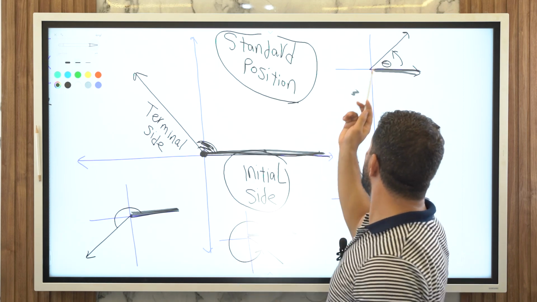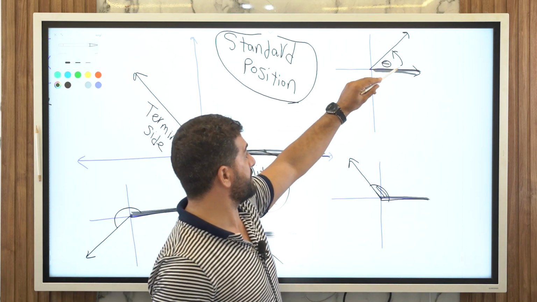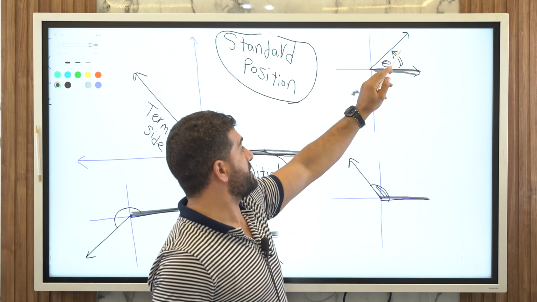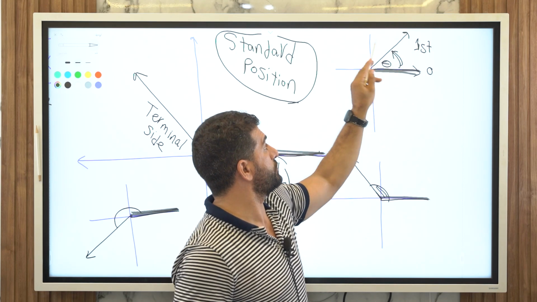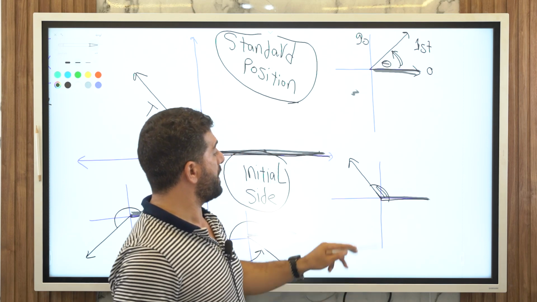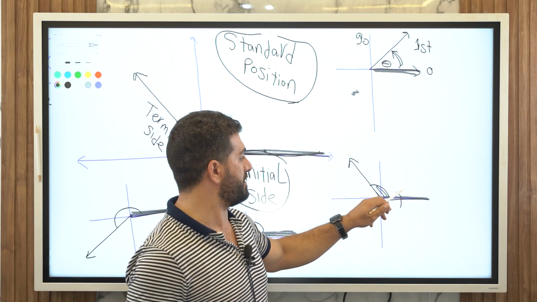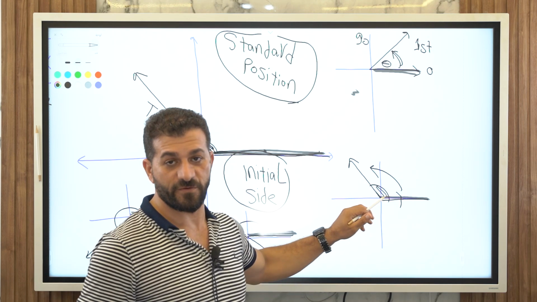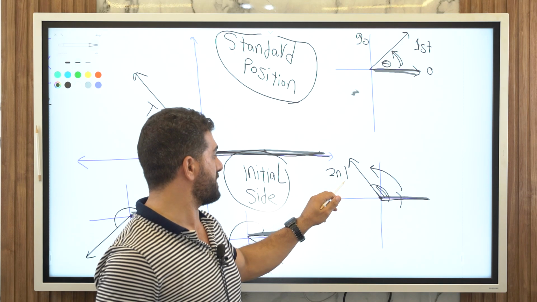So here, this angle is in its standard position. This angle is theta, and it lies in the first quadrant, from 0 to 90. And here, this angle is in its standard position, because this side is the initial side and the vertex is the origin point, and this angle lies in the second quadrant.